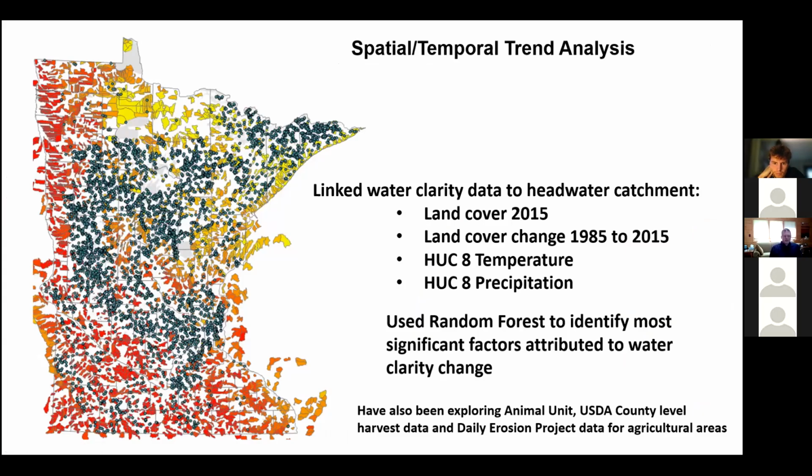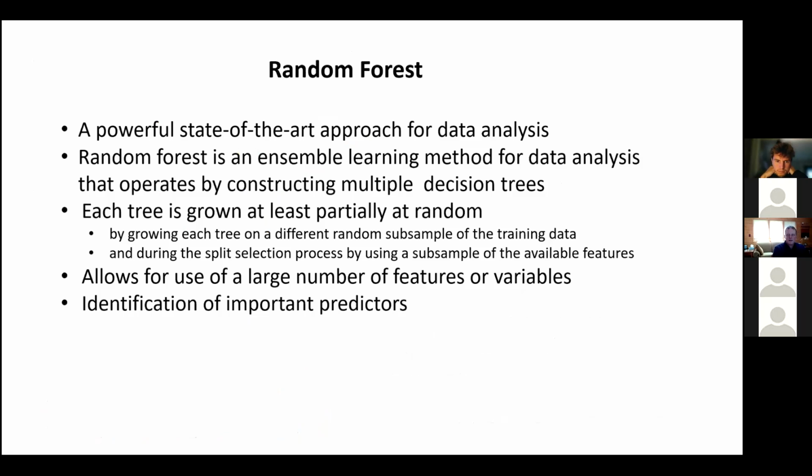So to try to start making a little sense out of all this, I did a spatial and temporal trend analysis, linking all the water quality data to headwater catchments. This is just the headwater catchments, the ones that would be considered the lake watershed. I started with the 2015 data because that was what was available at the time, and I matched it up with our older data set. I started looking at this to see what kind of features would come out as different impacts. I used random forest, which is a powerful state-of-the-art approach for data analysis. It's an ensemble learning method that operates on multiple decision trees, where each tree is grown on a random subsample of the training data or a subsampling of the available features. So it allows you to put whatever you want in there, and then it identifies the important variables and uses those for the models.